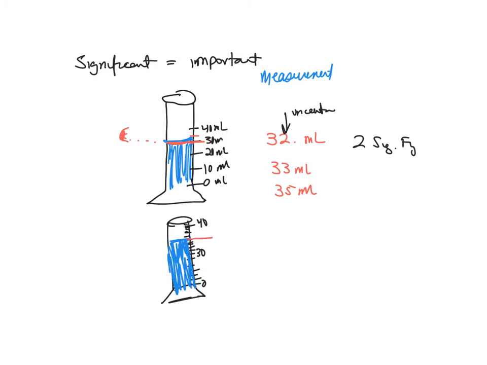Well, we all can say that it's definitely 30. Let's say that's 30. 1, 2, 3, 4, 5. We can all say it's 35. Now, is it 35.0 milliliters or is it 35.1 milliliters? Is it 35.2 milliliters? We don't know. And we might all disagree on that last uncertain digit.